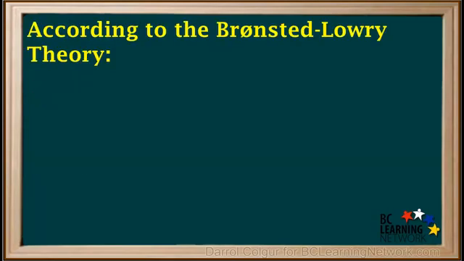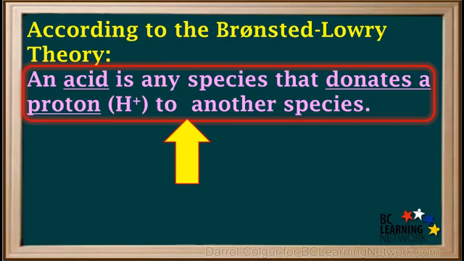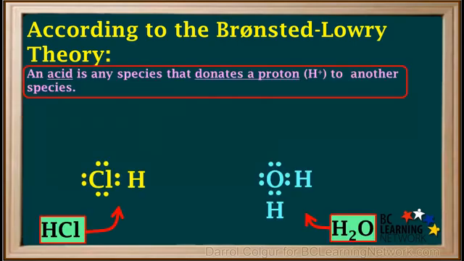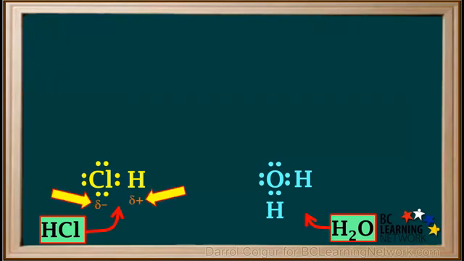According to the Bronsted-Lowry theory, an acid is any species that donates a proton or H+ ion to another species. Let's look at an example of this. Let's start with a molecule of hydrogen chloride, HCl, and a molecule of water, H2O. Here are the Lewis structures for these molecules. HCl is a polar molecule. There is a partial negative charge on the chlorine atom and a partial positive charge on the hydrogen atom, shown by the delta minus and delta plus.